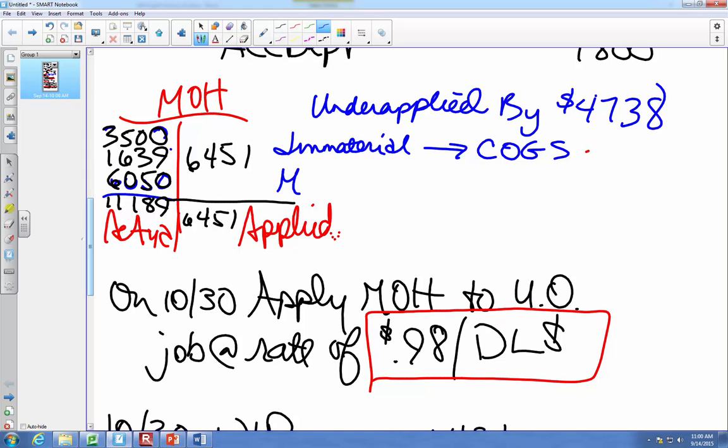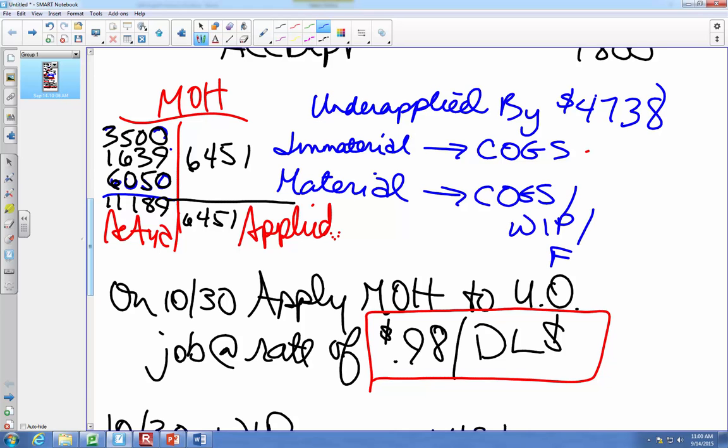If it's material, you split it pro rata between COGS, WIP, and finished goods. Pro rata meaning you add up all these, that's your denominator, and then each of them is a ratio of 1 to the total. What's that about material? Immaterial.